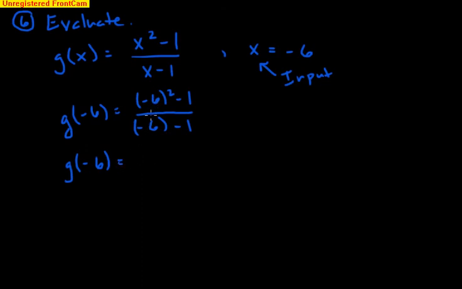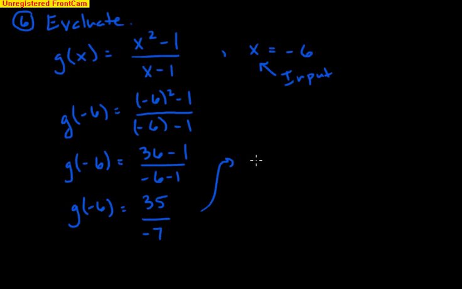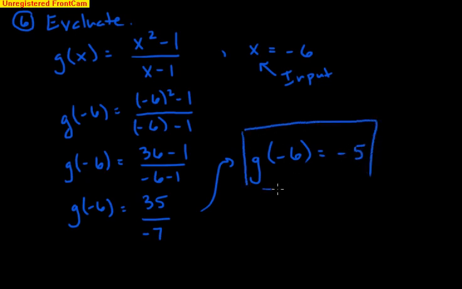Here, we are going to do -6 squared. Remember, it turns positive, 36. So we have 36 minus 1, and this is just -6 minus 1, right? Nothing changes here. So we have g of -6 equals, and we simplify. 36 minus 1 is 35. -6 minus 1 is -7. And if this can simplify, you should do it, and it does. So we have g of -6, again, left side never changes, equals 35 divided by -7 is -5. And there's evaluating a function for a given x value.